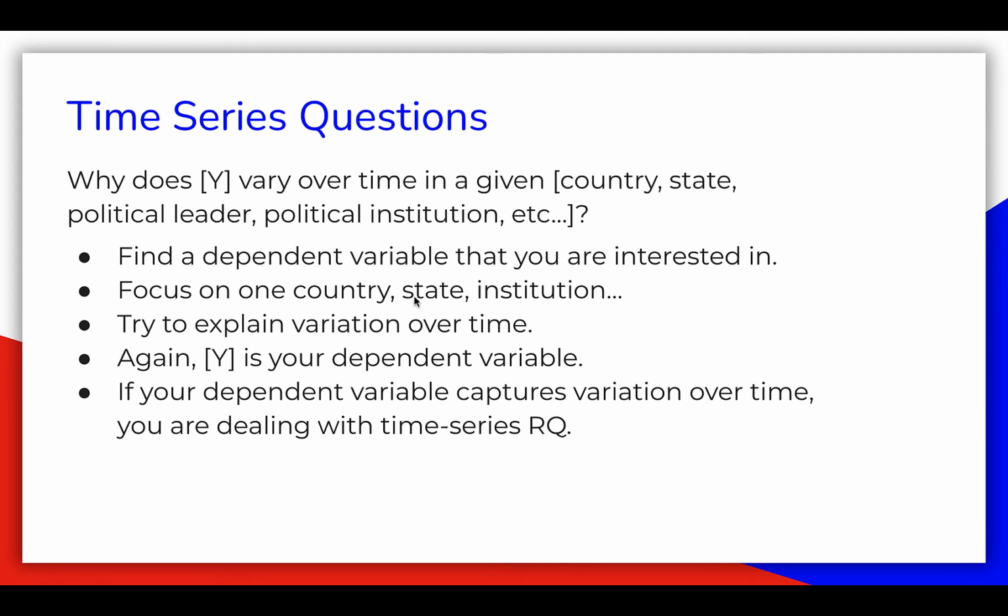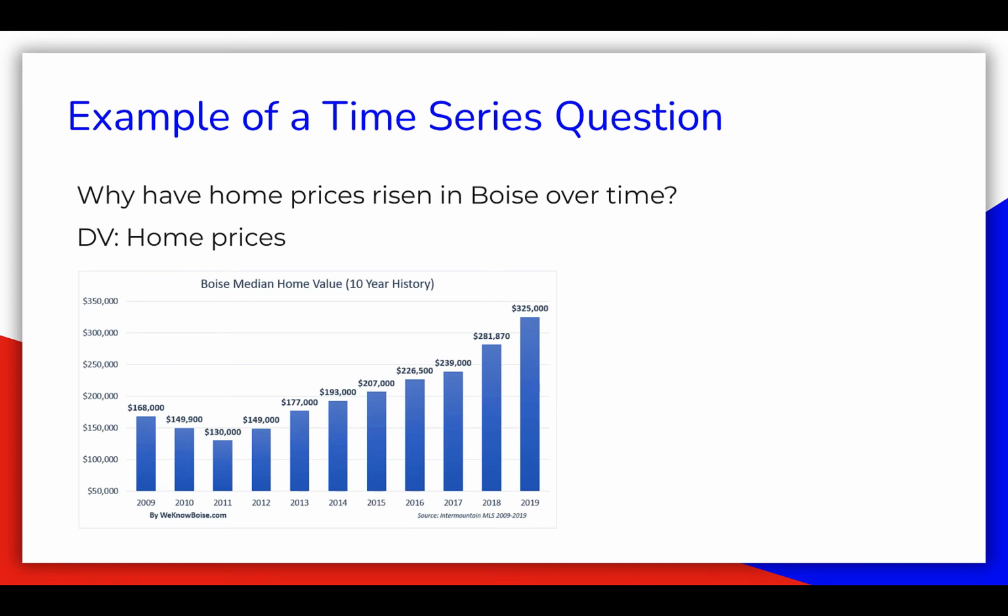So one country, one state, one institution. But if your dependent variable captures variation over time, you are dealing with a time series research question. Here is an example: why have home prices risen in Boise over time? We are looking at one unit, right? That is Boise. We are looking over time from 2009 to 2019, right? So we're looking at the same individual unit of analysis, but we're looking at it over time.